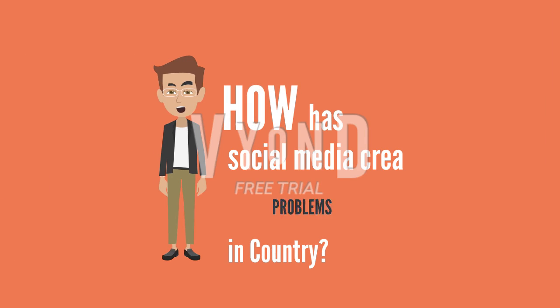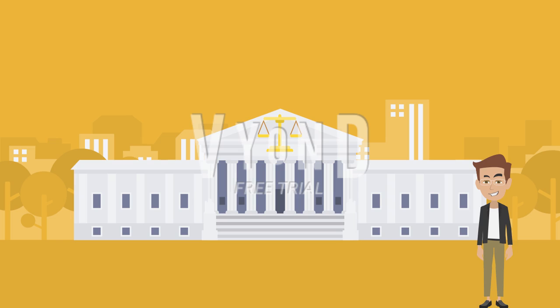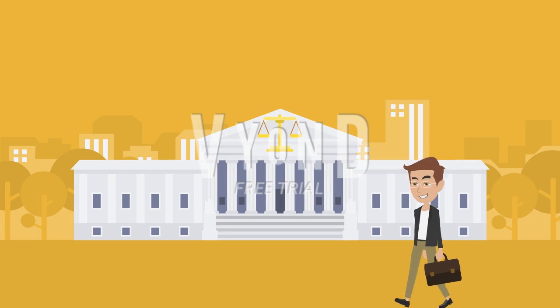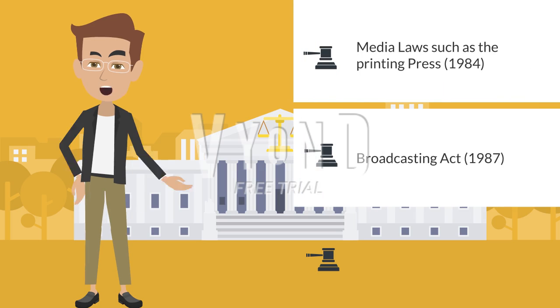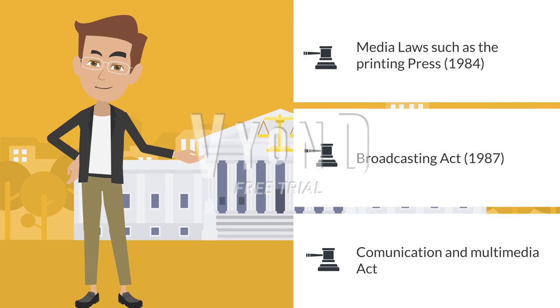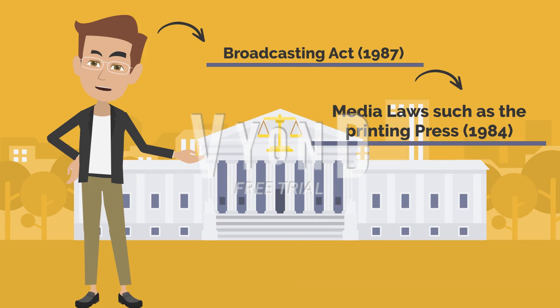How has social media created problems? First, media laws such as the Printing Presses Act in 1984. Second, the Broadcasting Act in 1987. Third, the Communications and Multimedia Act. The government should limit political discussions in social media, or stories deemed derogatory and overly critical of the government cannot be followed.